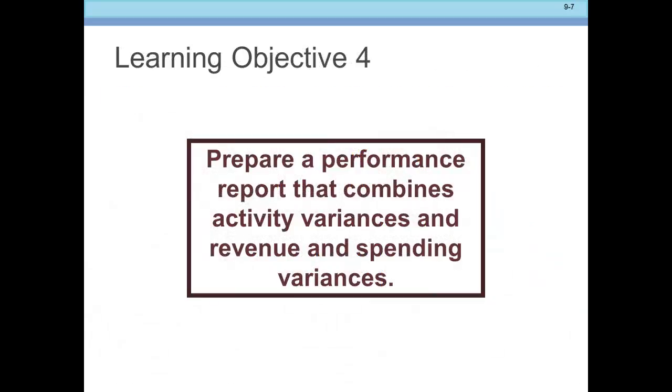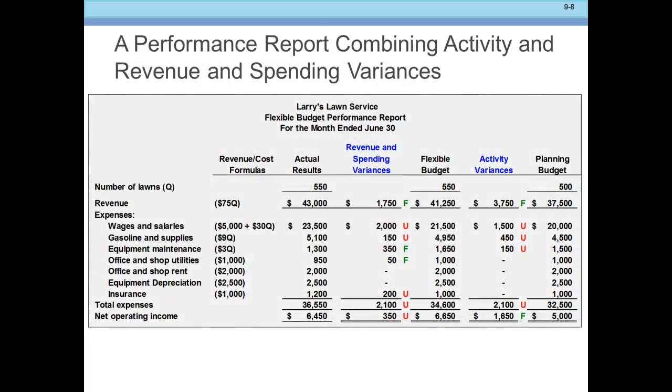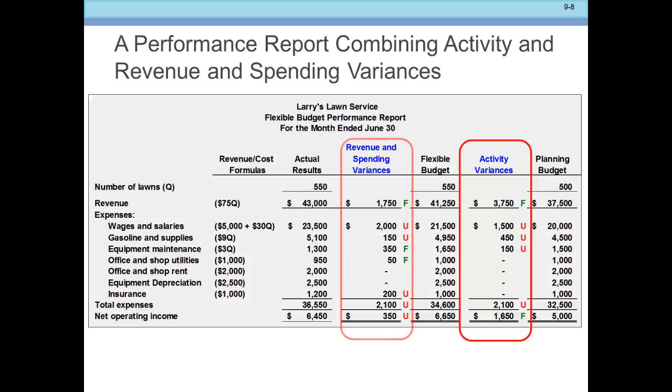Let's look at a report that combines the activity and spending variances together in one report. Here we see the flexible budget performance report that shows both activity variances and revenue and spending variances. Note that the activity variances appear between the planning budget and the flexible budget, and that the revenue and spending variances appear between the flexible budget and the actual results.